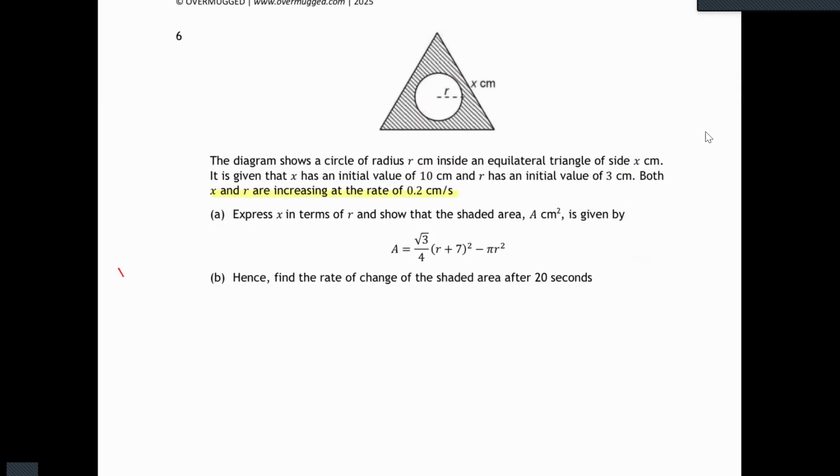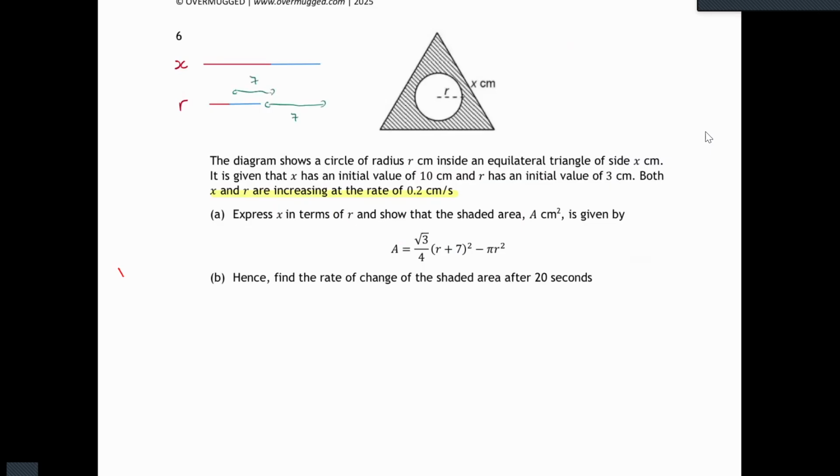So in that sense, right, x and r, they are always 7 cm apart. Because they are increasing at the same rate. So if I have x, I say that x is 10 cm, r is 3 cm. No matter how much x increases and r increases, they increase by the same amount. The difference will always be the same, which is 7 cm.